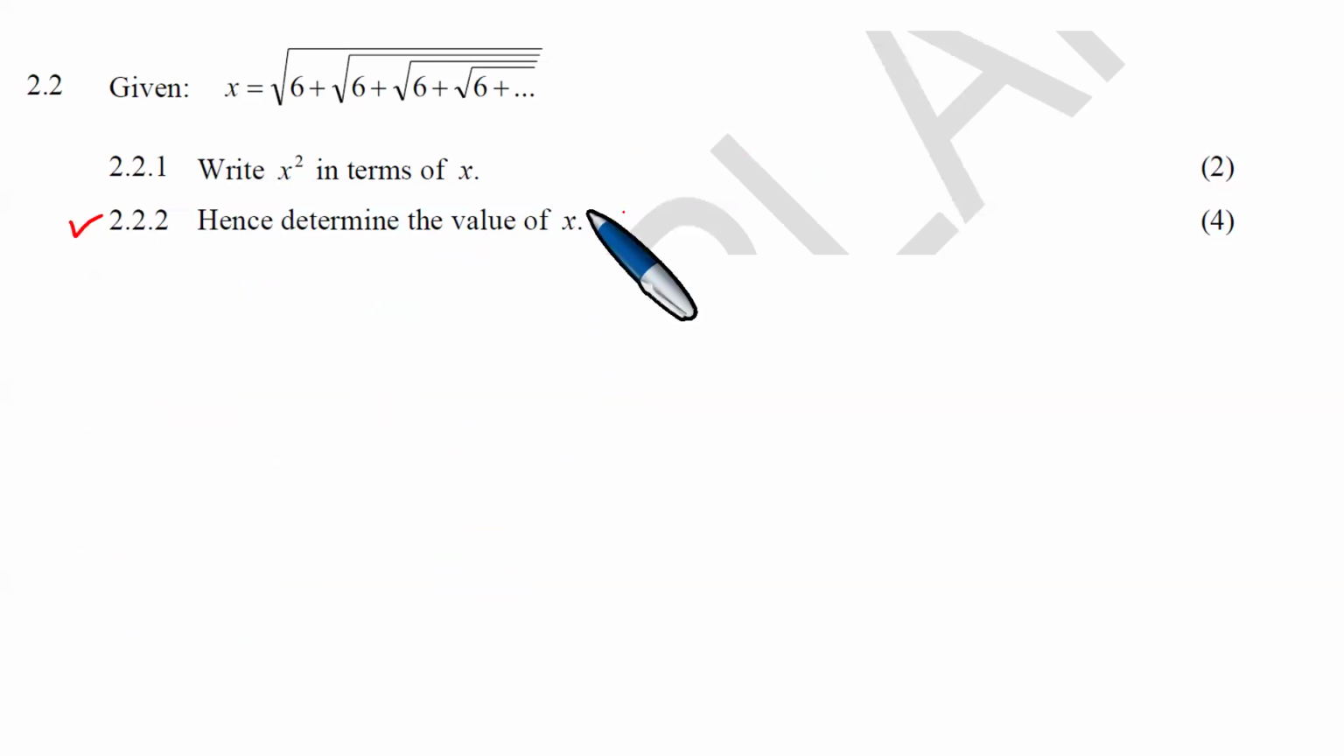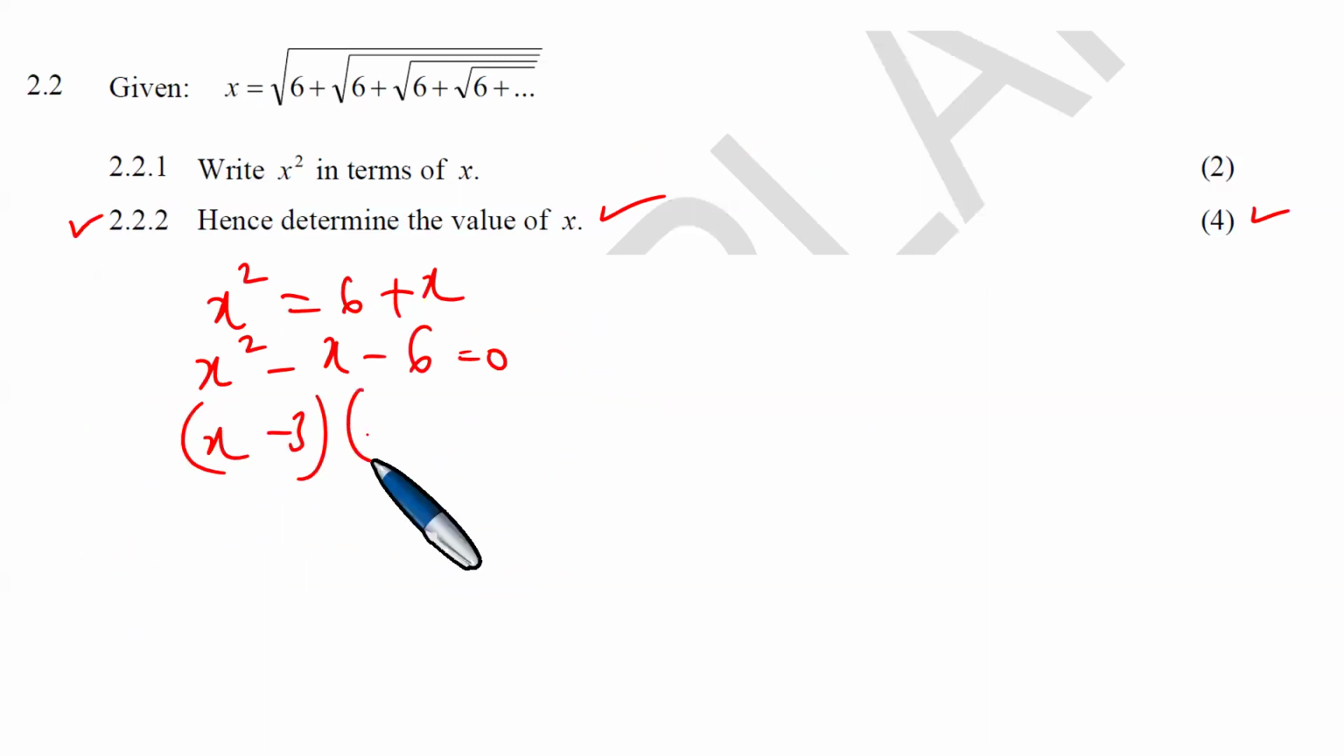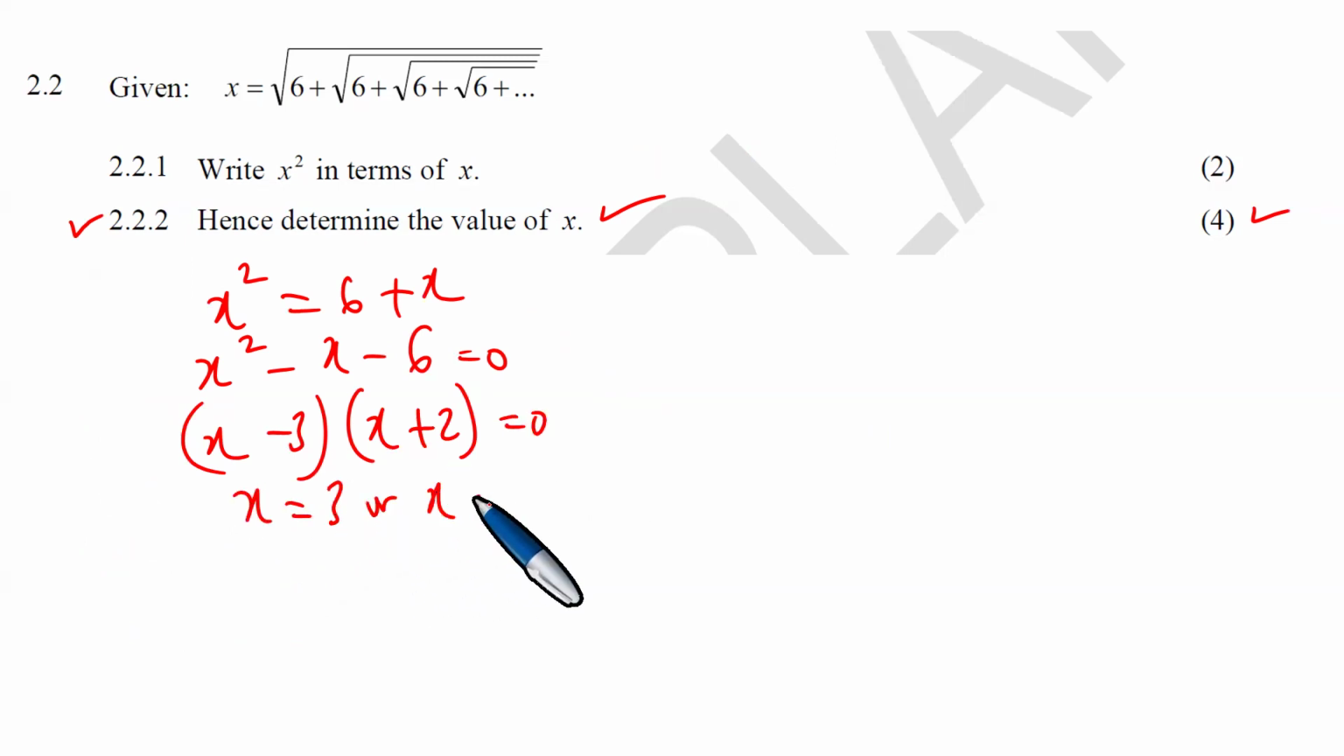Right, so to determine the value of x, we have x squared equals 6 plus x. To determine the value of x for 4 marks, we need to solve for x. This is x squared minus x minus 6 equals 0, which factorises as x minus 3 times x plus 2 equals 0, which means x is 3 or x is minus 2. And this is the answer. So determine the value of x, and we can see that x is 3 or x is minus 2.